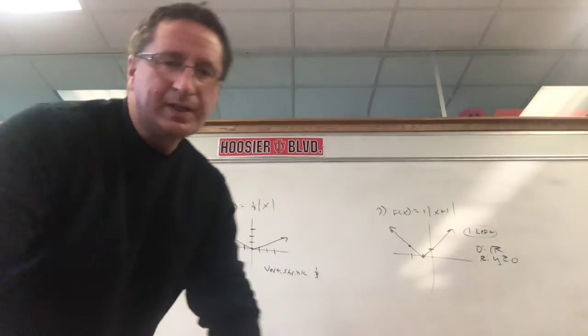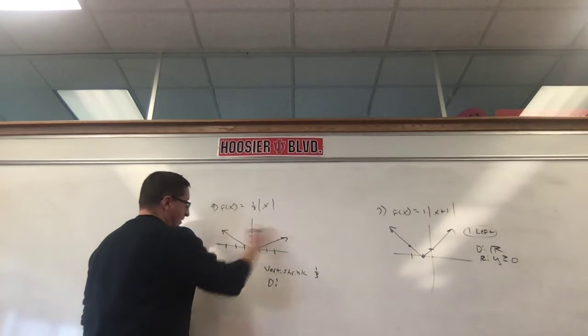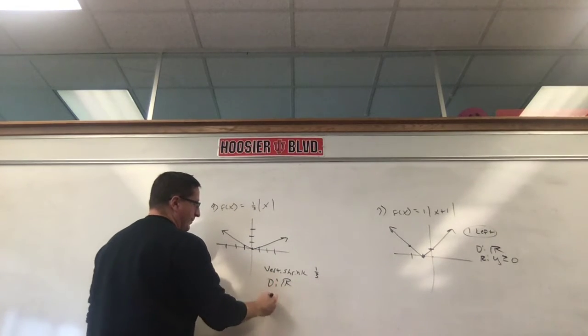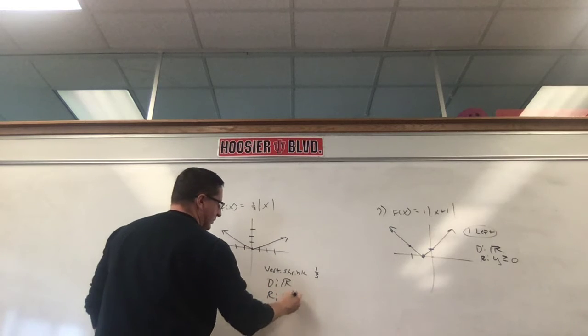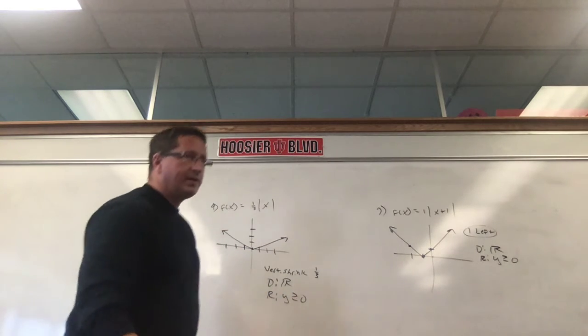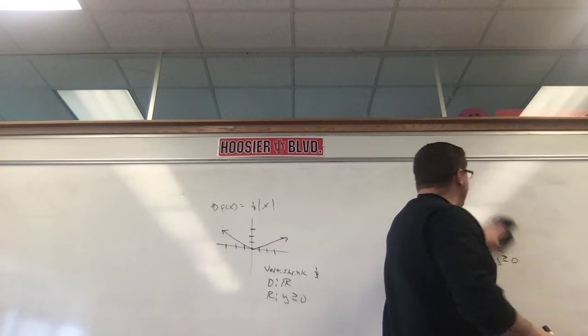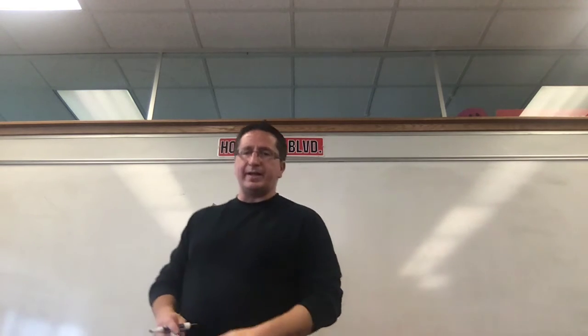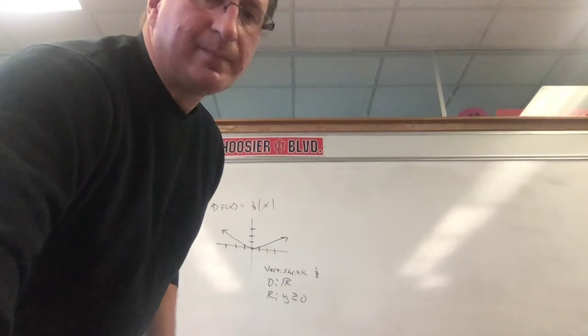Okay? And the domain and range they're asking for again. Domain still goes left and right forever, so it's still all real numbers. The range, it goes up forever, it doesn't go down forever. The lowest it gets to is 0. So it's everything above 0. Okay? So that was a little bit harder one, okay? When you add or subtract, you slide it, but when you multiply or divide, you stretch it or shrink it.